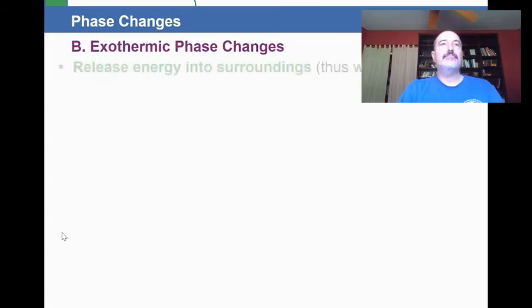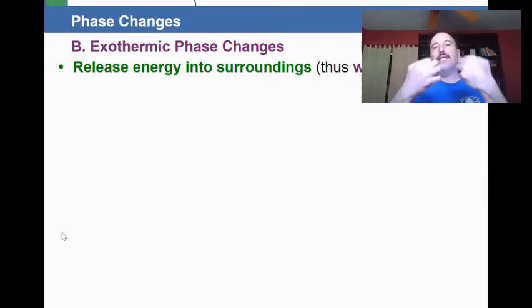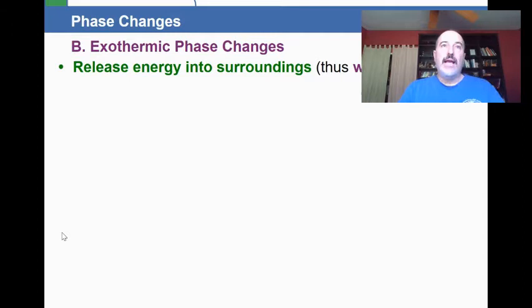All right. Now, some phase changes are exothermic and others are endothermic. All right, depending if you're putting heat into the system or if you're taking heat out. Now, an exothermic phase change is one that releases energy into the surroundings, thus warming them up. All right, so in order to do an exothermic process, you need to remove the heat from the system.